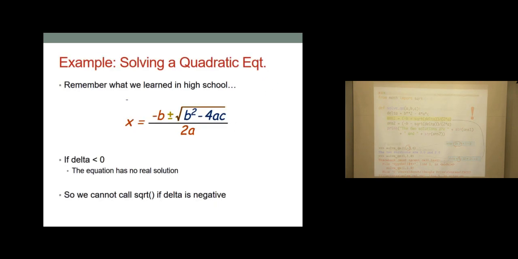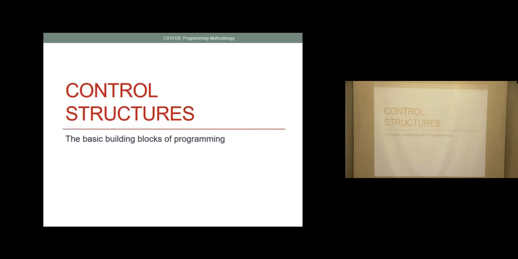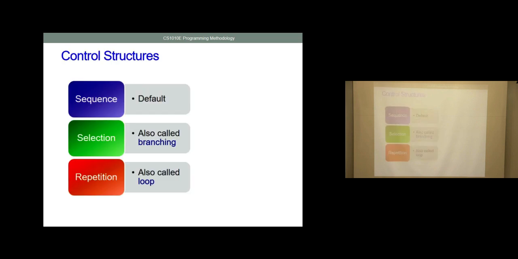And that's how it begins. For example, if delta is less than 0, the equation has no real solution, and we have to tell the user, I cannot compute that for you, something like that. And that is how it begins with making decisions, okay? Control structure. Control structure is actually the main 3 things that you always do in programming. Basically, there are 3 types of control structures, okay?